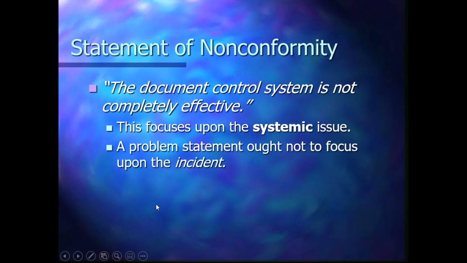So again, a well-written finding: the document control system is not completely effective. Here, the statement of nonconformity focuses on the systemic issue. We're not focusing on a particular person, quality auditor in the blue cell, or a specific incident, the fact that they were using an uncontrolled form, in the statement of nonconformity.